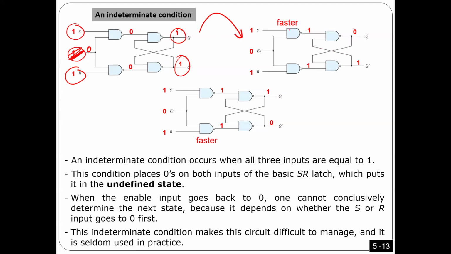If this one is faster, the 0 will come here first, and once this 0 comes here first, it's going to force the other one to become 1. But if the other one is faster, the 0 will come there first, and it is going to force this one to become 1. That's why we call it an indeterminate condition. I don't think it's very important because we should not use 1, 1 anyway. But just in case we use it and we change the enable, I don't know what the output is because it depends on which gate is faster.